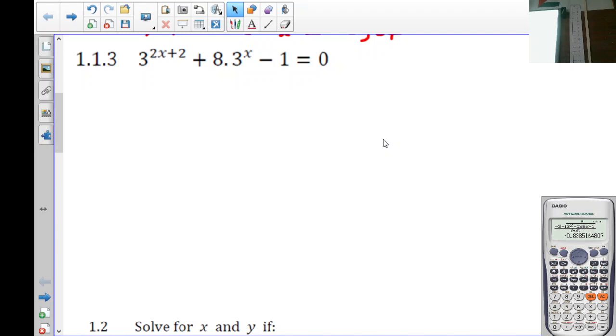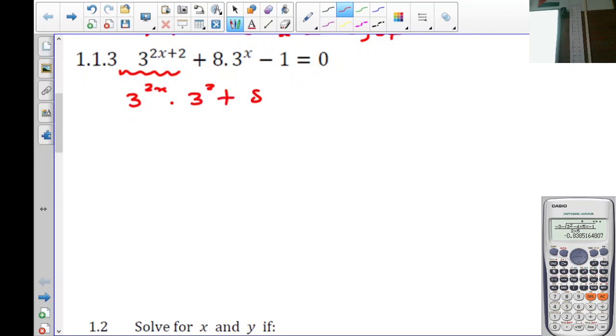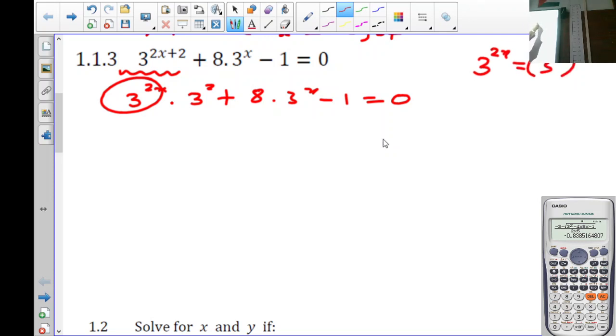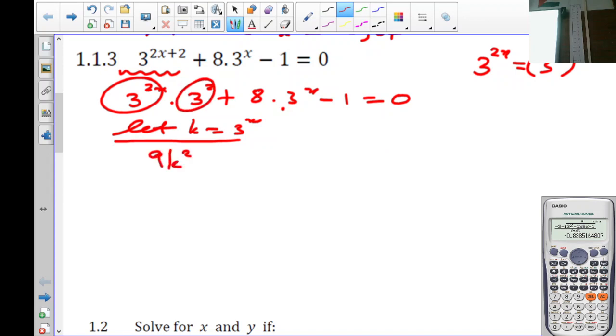So basically what we need to do is break this up first. That's going to give you 3 to the 2x times 3 squared, plus 8 times 3 to the x, minus 1 equals 0. So this here, 3 to the 2x, can be written as 3 to the x, whole squared. And there's a 3 to the x as well. So we say let k equal 3 to the x. If k is equal to 3 to the x, we then have 3 to the x squared, which is k squared. That is going to give you 3 squared, which is 9, so it's 9k squared plus 8k minus 1 is equal to 0.